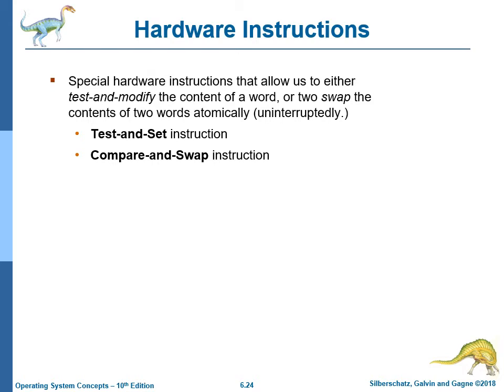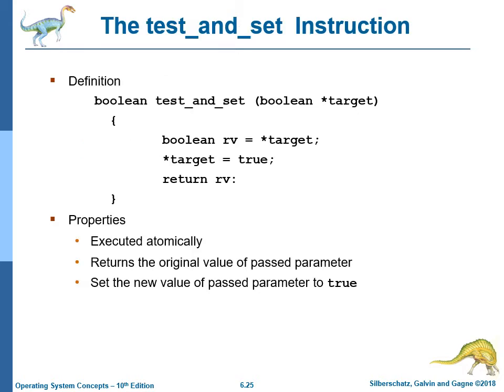If the machine supports the test and set instruction, then we can implement the mutual exclusion by declaring the boolean variable lock and initialize it to false. Okay, so that is test and set instruction. Okay, untuk compare and swap instruction, dia kontra dengan test and set tadi, di mana dia operate on 3 operands. So this is the test and set instruction yang saya terangkan tadi.